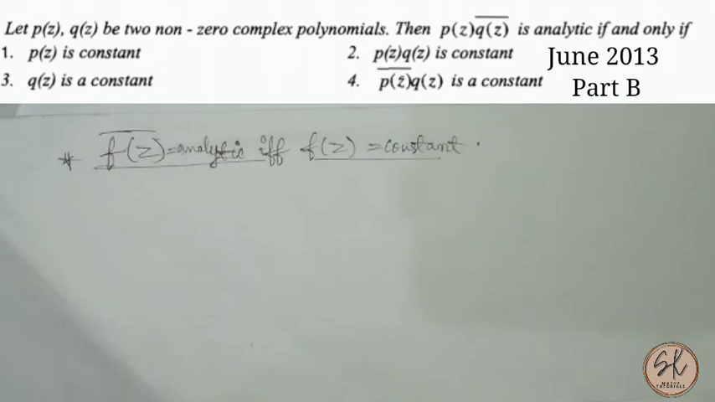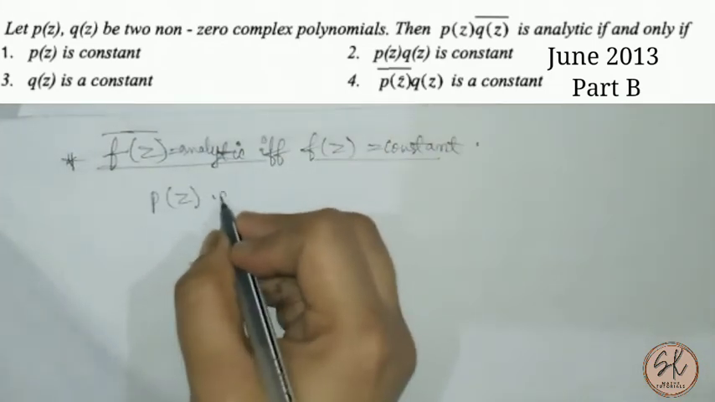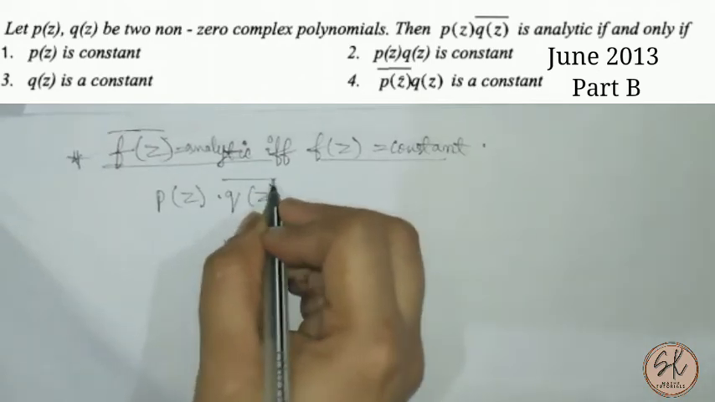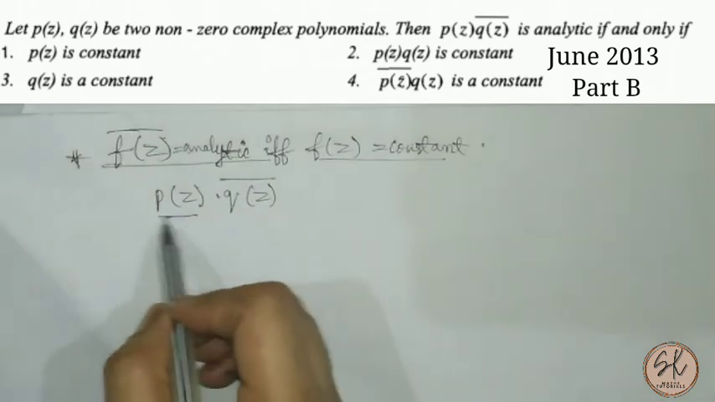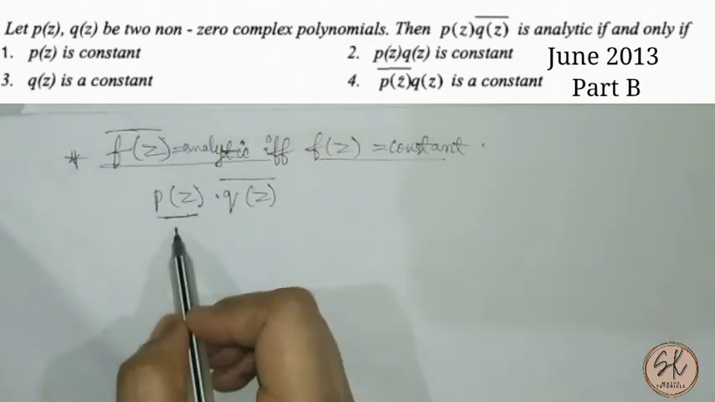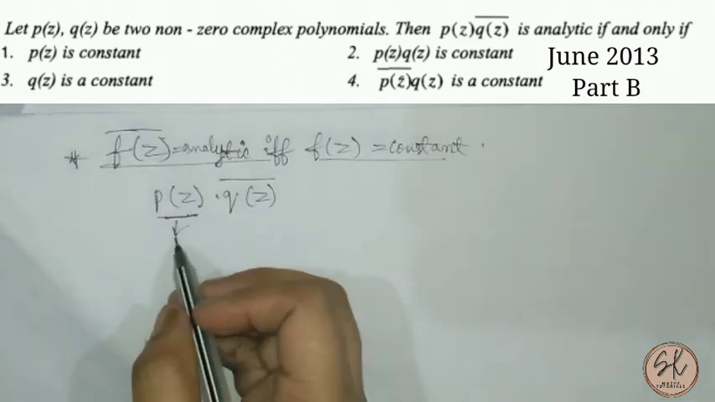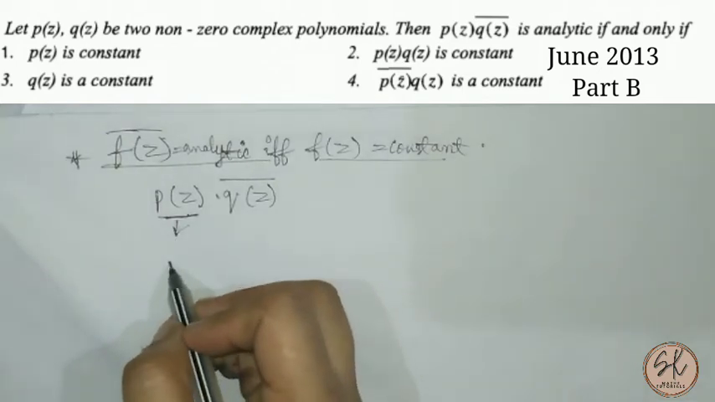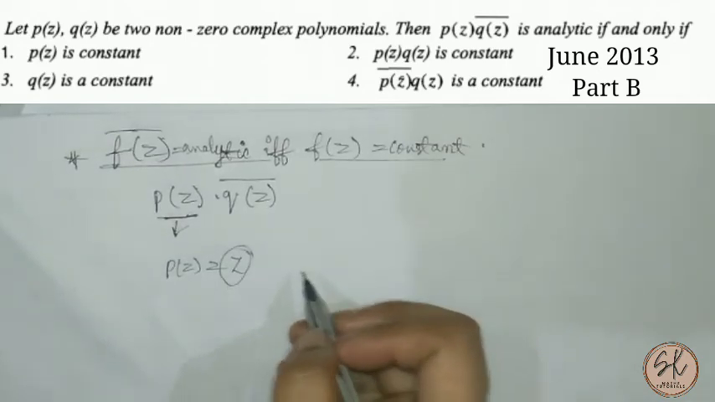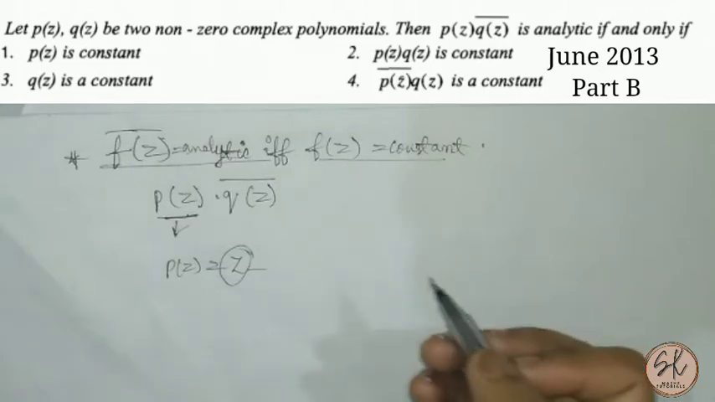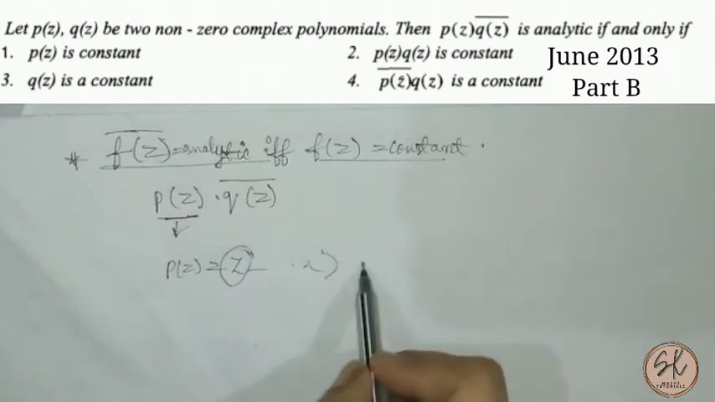So according to this, in the question we are given that p(z) into q(z) bar, this is analytic when, so this will be analytic in any condition, whether it is non-constant or constant, doesn't matter, because if we are taking, say, p(z) is equal to z, then z is an entire function, so this is analytic in the whole complex plane. So option A is discarded.